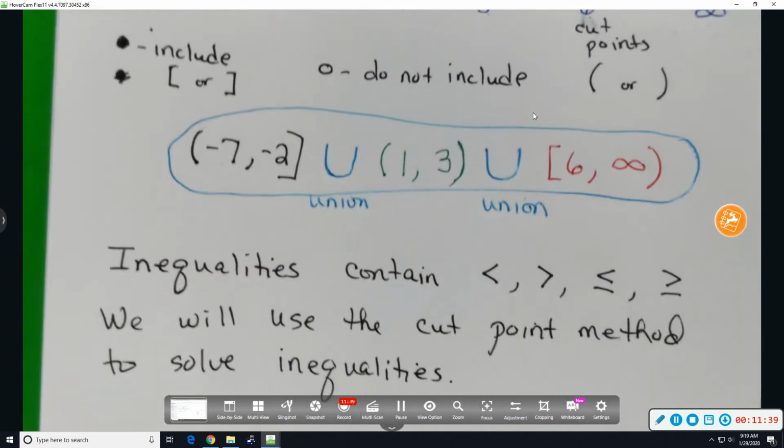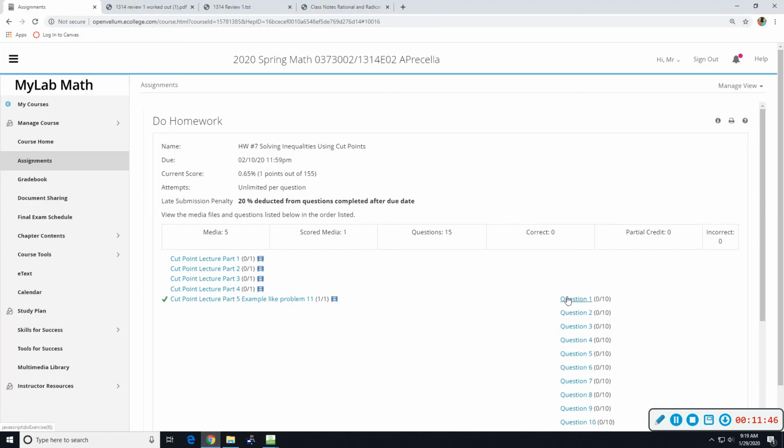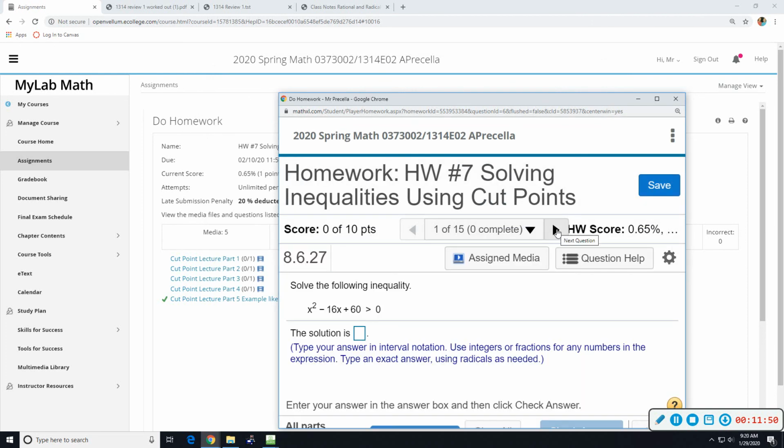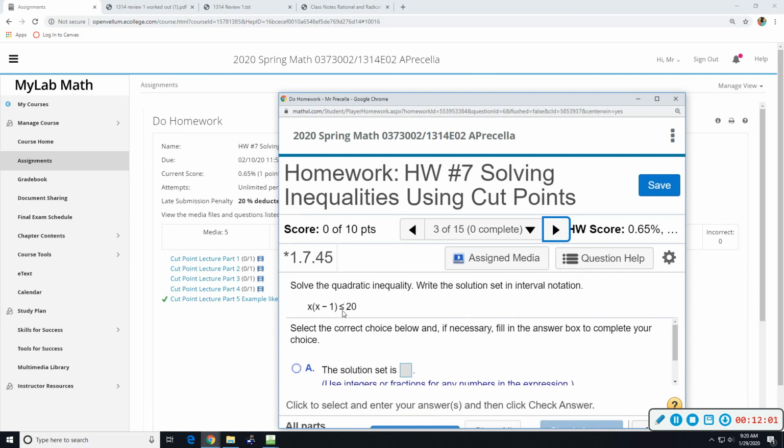So, we're going to have things that have less thans and greater thans in them. Let's just scan through. This isn't the first problem I'm going to do. Notice, there's a greater than here. There's a less than or equal to here. There's a less than or equal to.